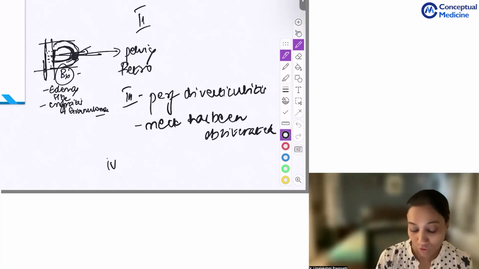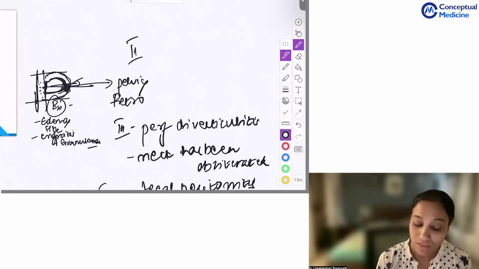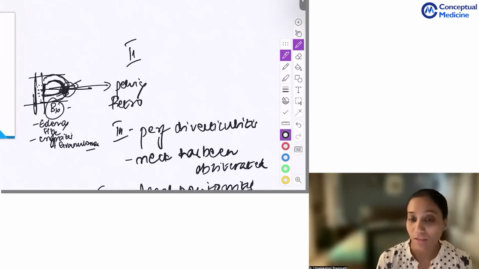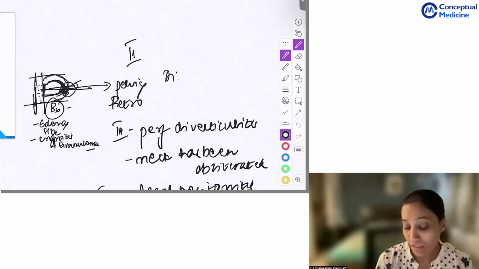But in stage 4, what happens? It's a total fecal peritonitis, which means there is a communication with the colonic lumen itself. So in stage 1, you just have an early abscess, which is usually contained well. It's a pericolic abscess because it is contained by the pericolic tissue and the mesentery. In stage 2, it's retroperitoneal or it could be pelvic. There is some migration. It is a distant abscess. It's not just around the diverticulum.